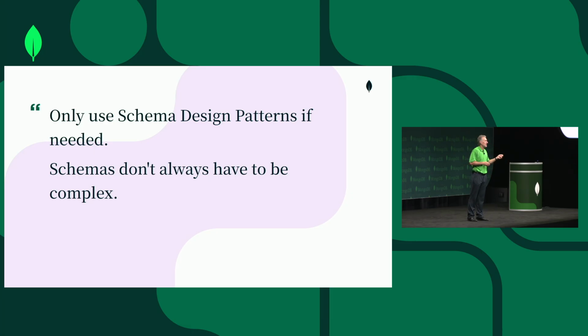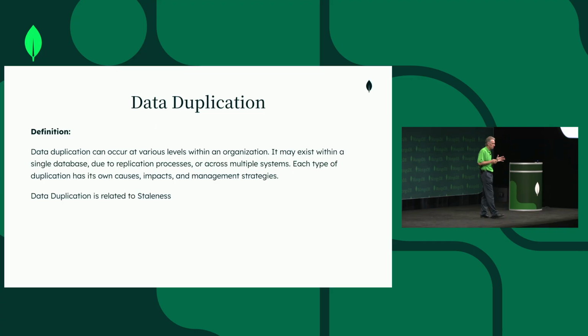The one thing I want to say about those is only use the schema design patterns if needed. The schema doesn't always have to be complex. When you strive for simplicity and agility, you don't have to optimize everything. With MongoDB, we talk about these optimizations, how to do the best model, but base MongoDB, even if you make mistakes, is still super performant and will get you good performance.